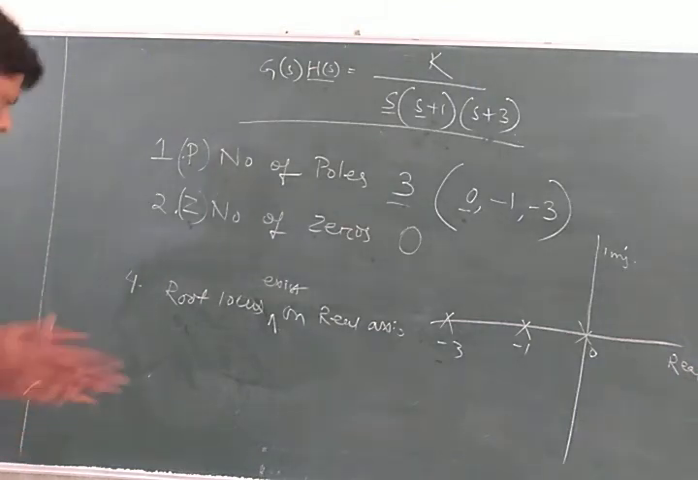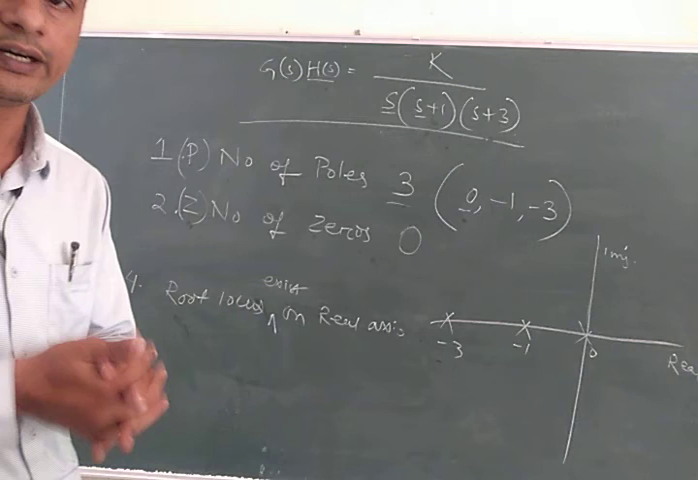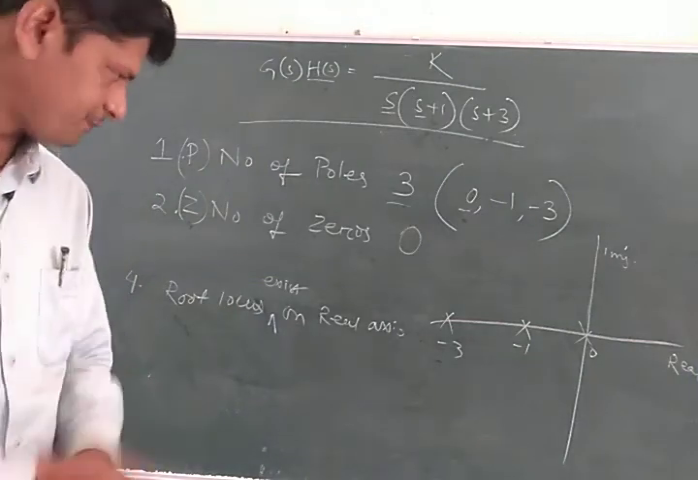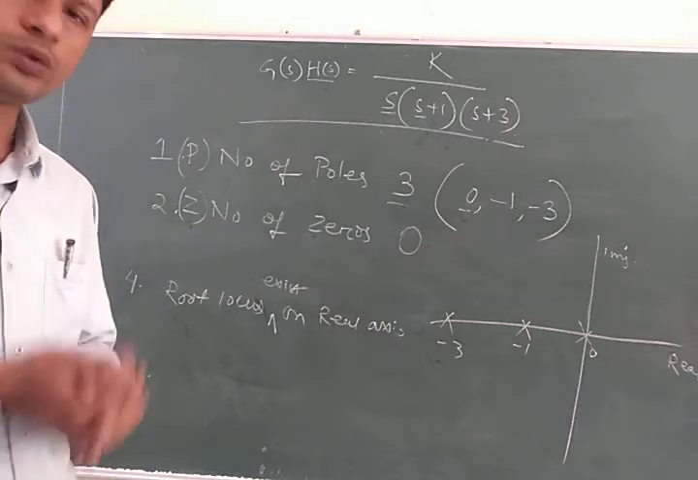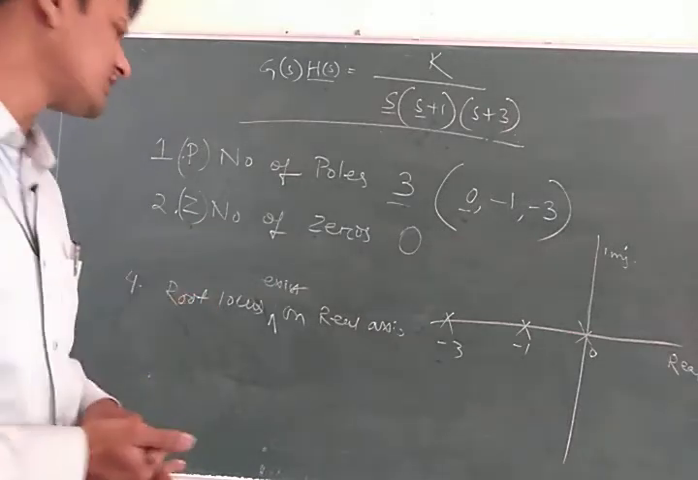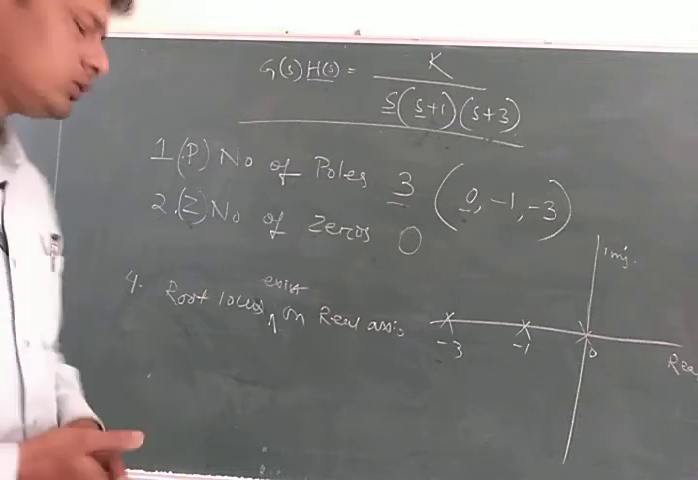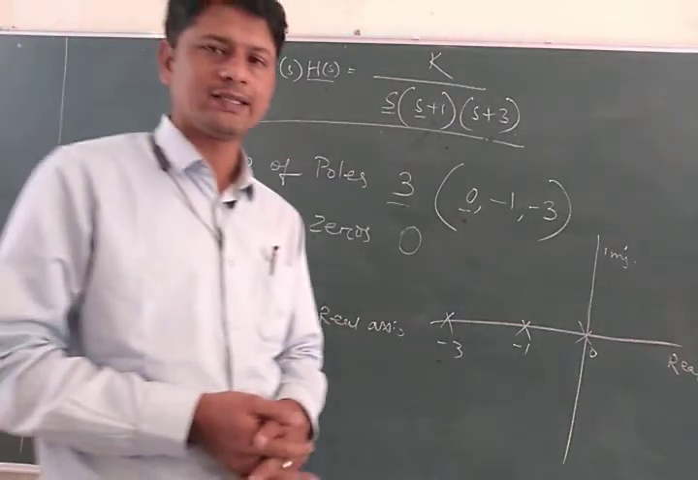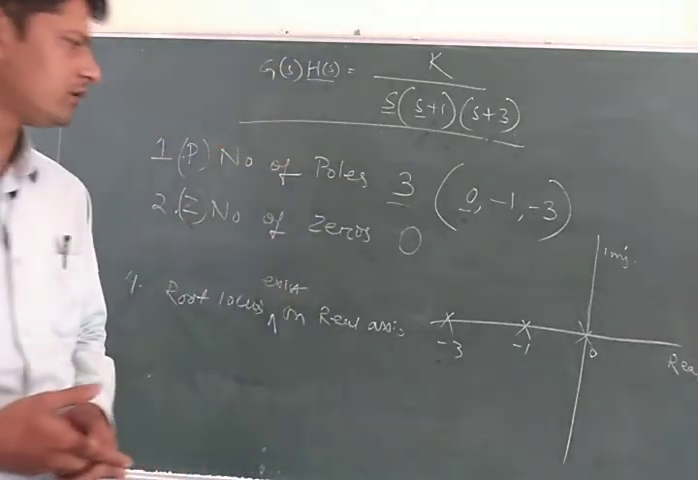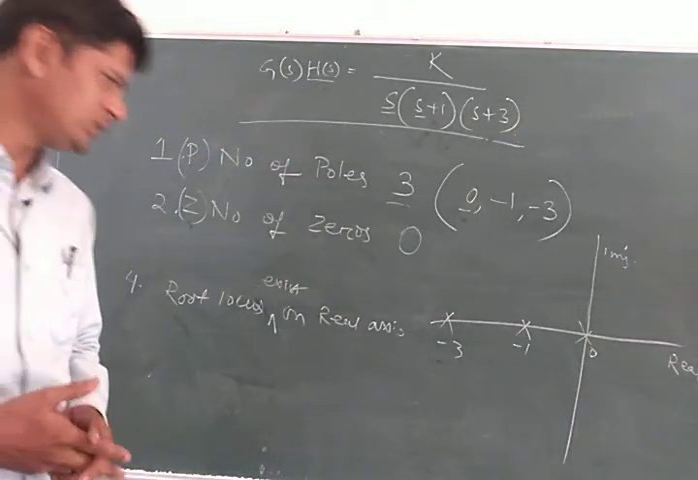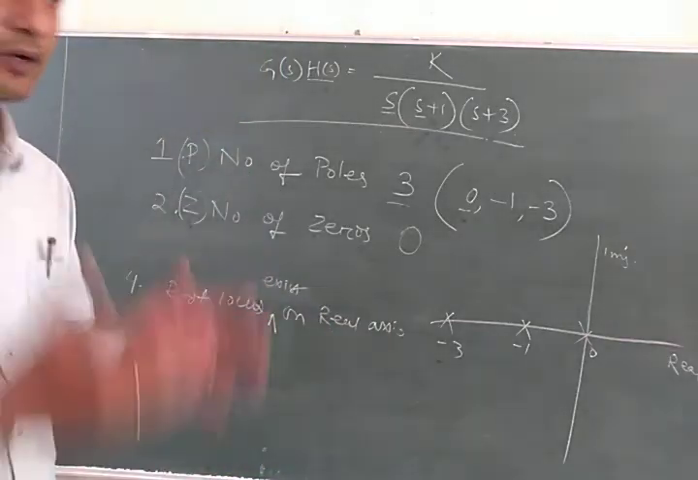The definition is: the root locus exists on a section on the real axis if the total number of poles and zeros to the right of that section is odd. I have said the root locus exists on a section on the real axis if the total number of poles and zeros to the right of that section is odd. Okay.